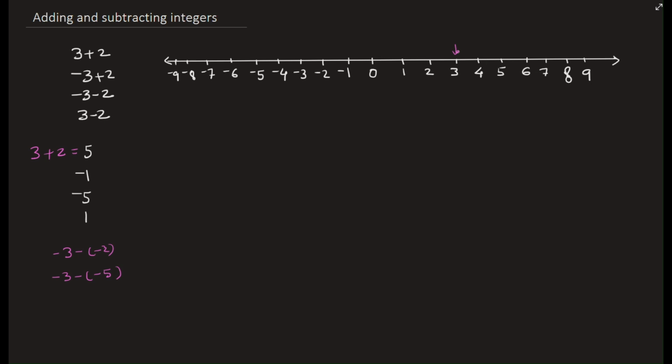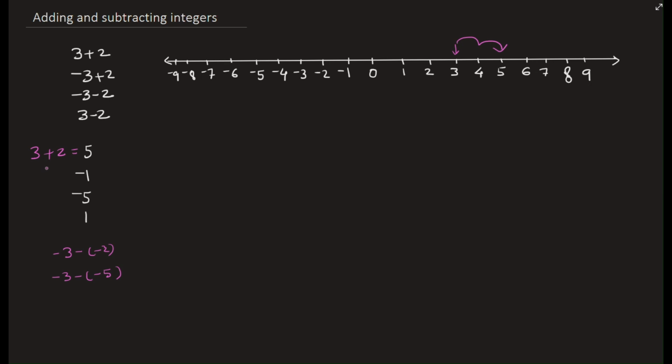I have to add 2 to 3. So I am adding an integer which is positive. Since I add a positive integer to 3, I move 2 units further to the right. So 3 is here, plus 1, plus 2, equals 5. So 3 plus 2 equals 5.